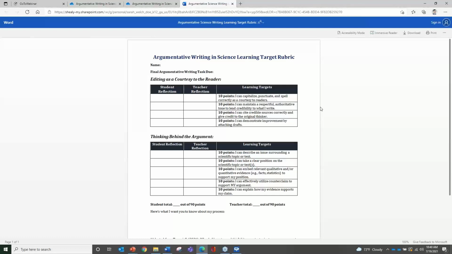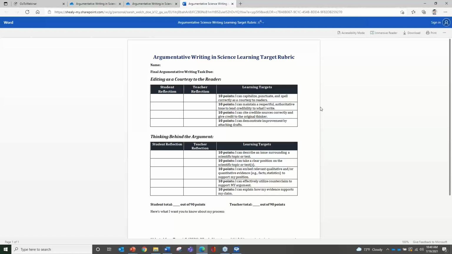Now, if you have learning targets that are driving your instruction in the class every day, those could then be turned into this science learning target. And so I tried to set this one up, but again, it would be very flexible. And it's set up into two areas. And one is editing as a courtesy to the reader.